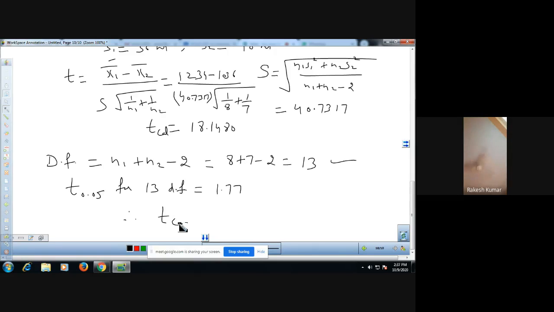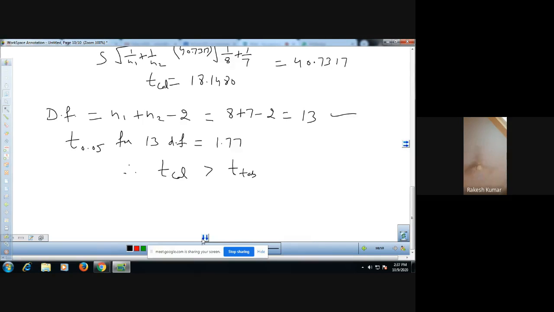So t calculated is greater than t tabulated. Tabulated means table value. So if the calculated value is greater than the table value, it means your null hypothesis is rejected. So H0 is rejected. But if H0 is rejected, it means H1 is accepted, the inverse of that.